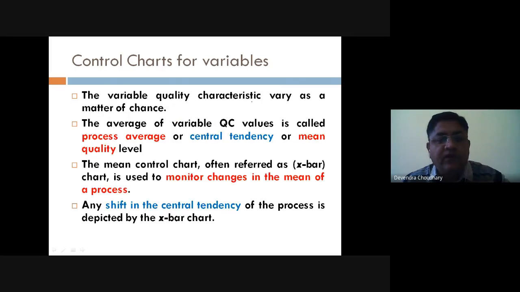The variable quality characteristics vary as a matter of chance. The average of variable quality characteristics is called process average or central tendency, or we can say mean quality level. The mean control chart, meaning the X bar chart, is used to monitor changes in the mean of a process. Any shift in the central tendency of the process is depicted by the X bar chart.